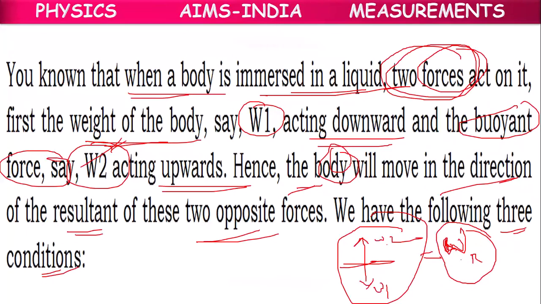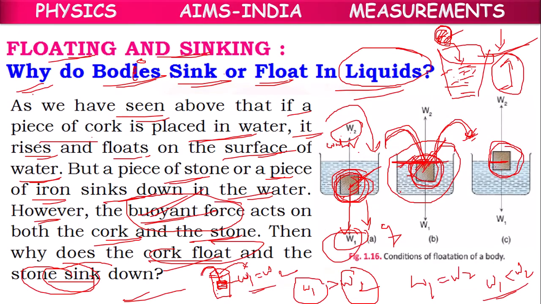So here, floating means we have to take this case. Partially immersed means we have to consider this case. A totally sunk body means we consider the first case. If the body is totally sunk, then first case. If the body is floating, second case. If the body is partially immersed, then third case. As we are in the principle of flotation, we have taken the second case here.